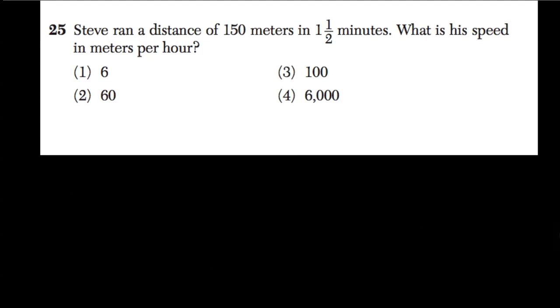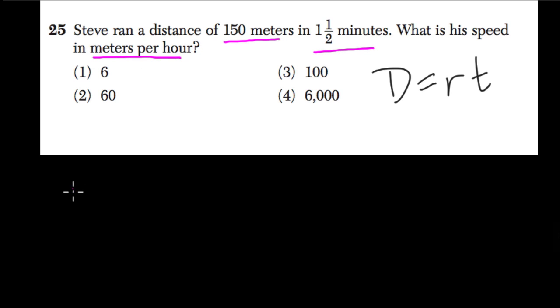Okay, so we have a distance problem, and you might remember that distance is always equal to the rate you're traveling times the time you're going. But I think I'm going to approach this problem using a ratio. It tells us that Steve ran a distance of 150 meters in 1.5 minutes. What is his speed in meters per hour?